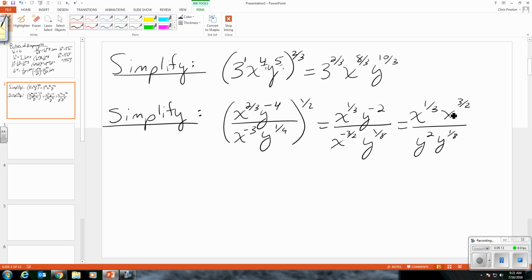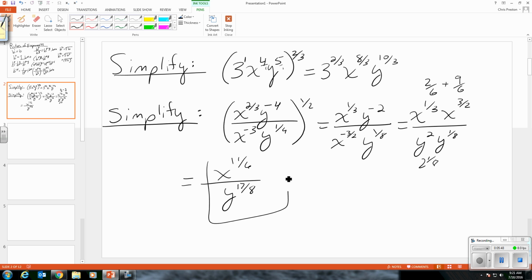And then you're going to just use the property that says if you have the same base and you're multiplying, you add the exponent. So 1/3 plus 3/2, common denominator would be 6. So this would be 2/6 plus 9/6. Add those together. X to the 11/6. And then 2 plus an eighth is 2 1/8, so 17/8. And there we go. That's our answer.